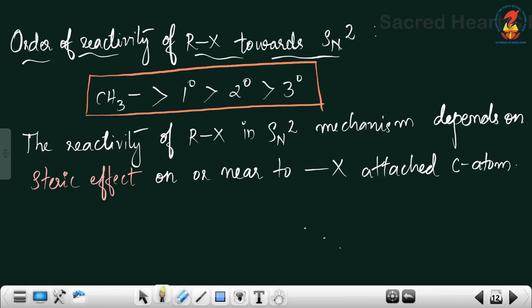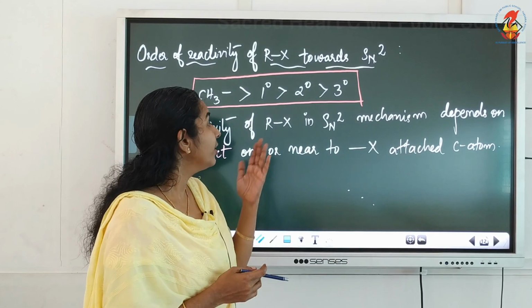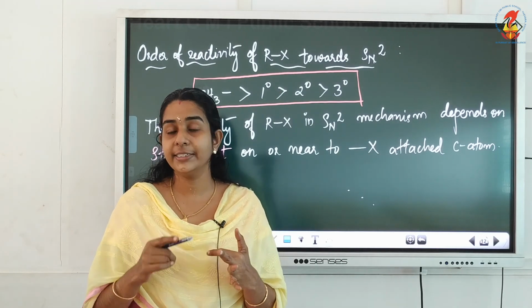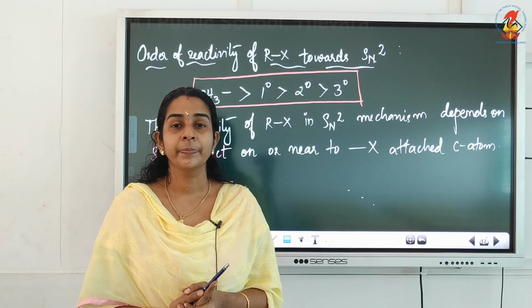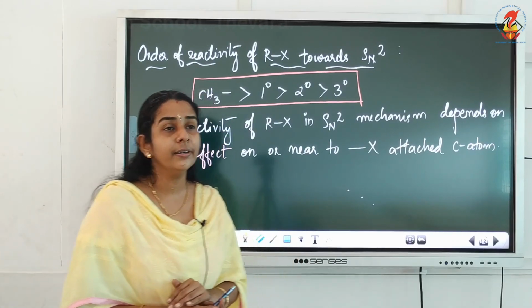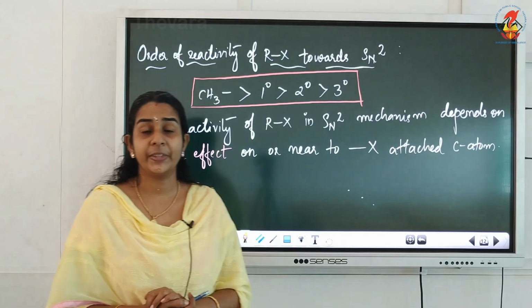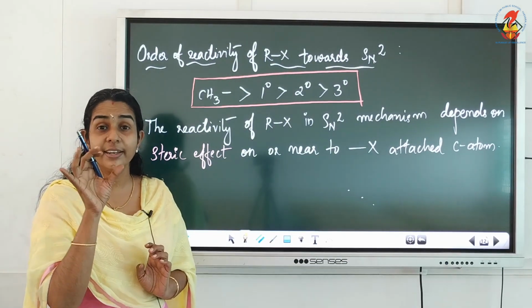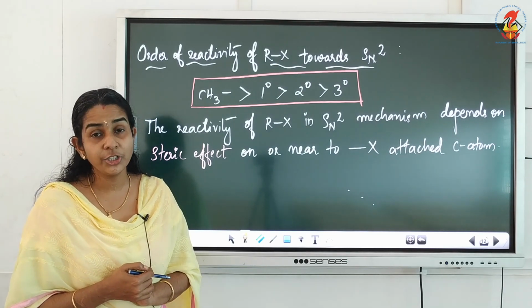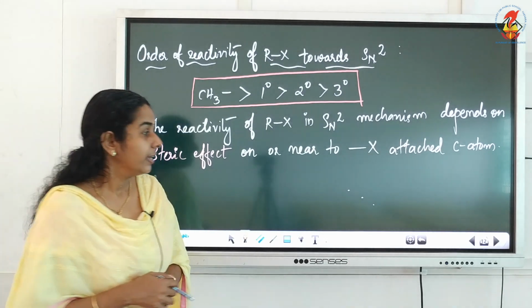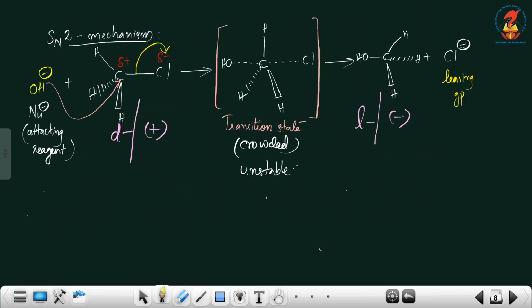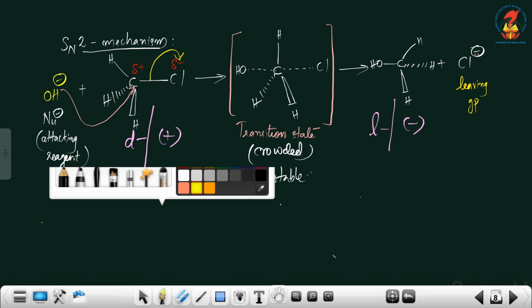Now, what about the order of reactivity of alkyl halides towards SN2? We know the different types of halides we have: methyl halides, primary halides, secondary halides, tertiary halides. If we look at the order of reactivity in SN2, it depends on the steric effect on or near the X-attached carbon atom. If you look at the mechanism, that will be clear. This is the mechanism happening in SN2.